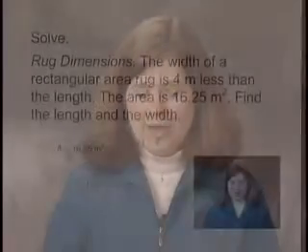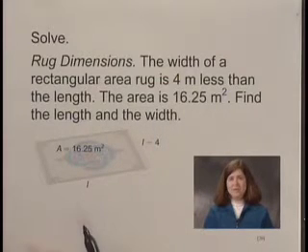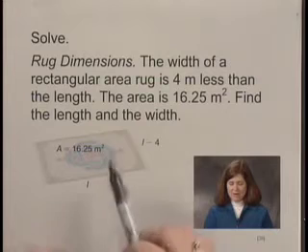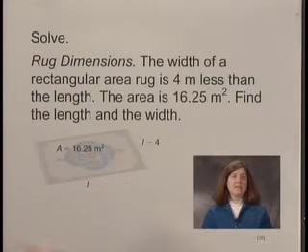This problem deals with dimensions of a rectangle. The width of a rectangular area rug is 4 meters less than the length. The area is 16.25 square meters. We're asked to find the length and the width.